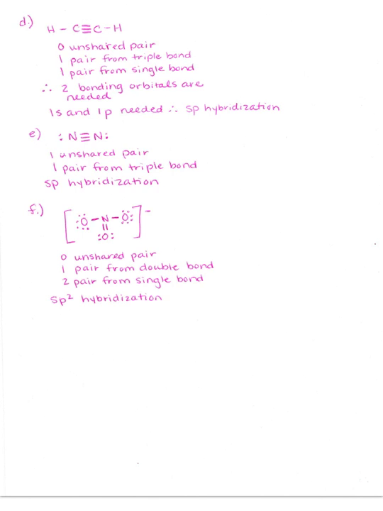The next one for nitrogen, you have 1 unshared pair on each nitrogen, 1 pair for the triple bond, so it's sp hybridized for both nitrogens. And then for F, we're just looking at the nitrogen that is the central atom, and there are 0 unshared pair, 1 pair from the double bond, and then 2 from the single bonds, and so it is sp2 hybridized.